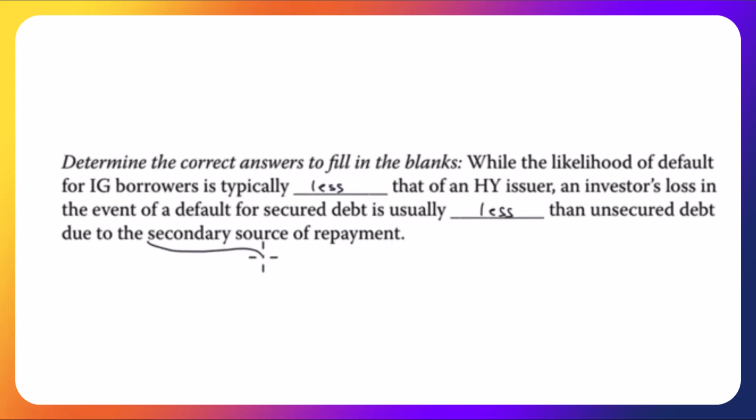Well, what's the secondary source, right? Well, we're talking about secured debt, right? An investor's loss in the event of default for secured debt. What's the secondary source? Asset sale.